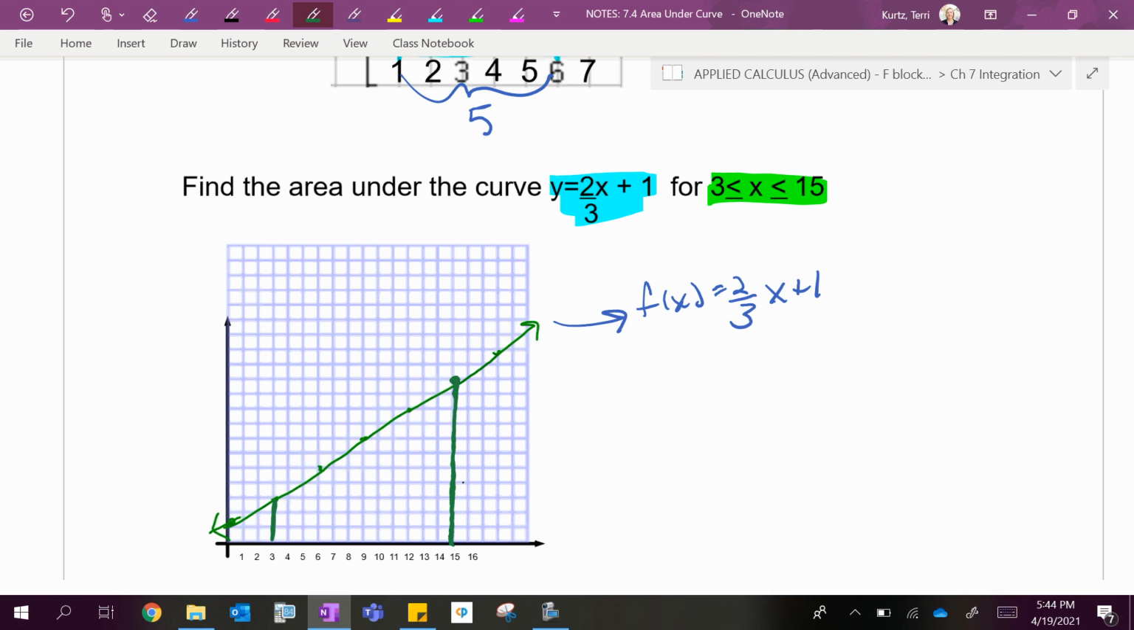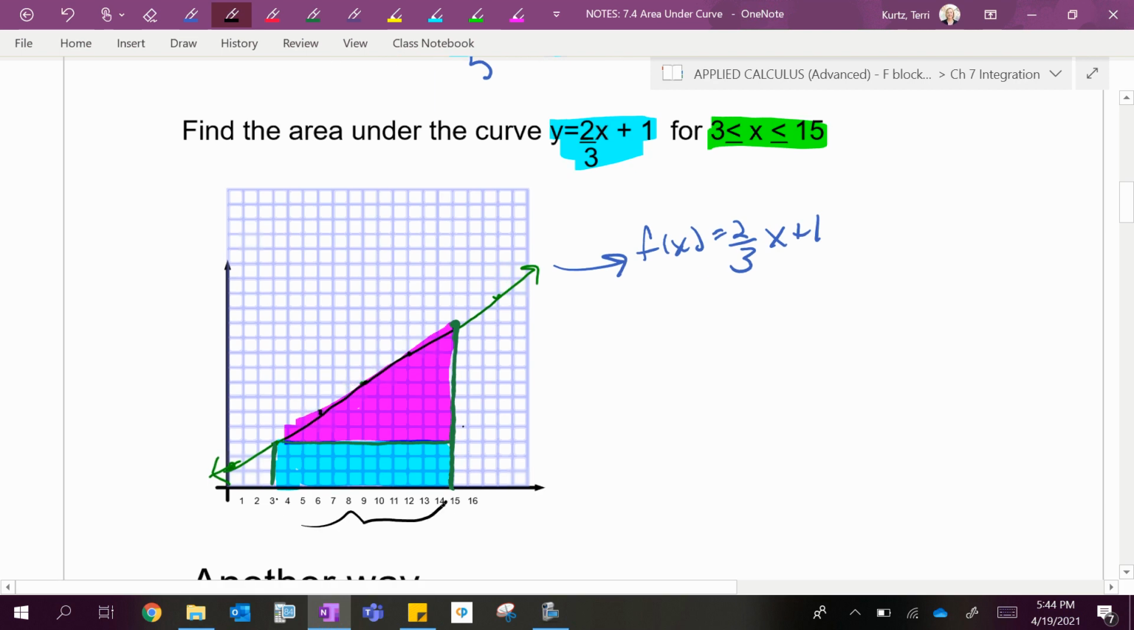But one way to do it would be to mark off, well, this is a rectangle, so we could find the area of this rectangle. And then here we've got a nice triangle, so we could find the area of this triangle and then add those together. That's pretty straightforward. The base of the rectangle, 3 to 15, is 12. The height here is 3. A rectangle is base times height, so we get 36 on the rectangle.